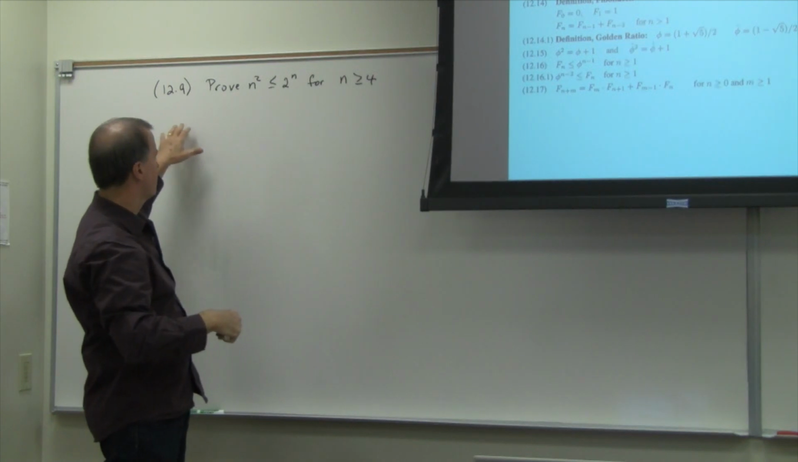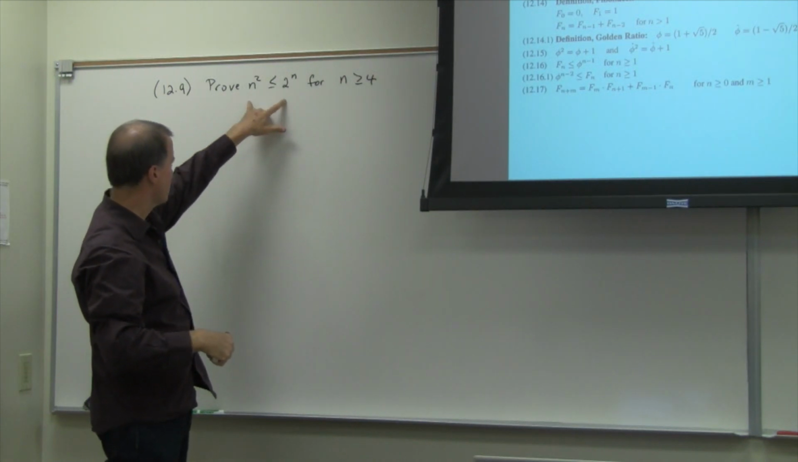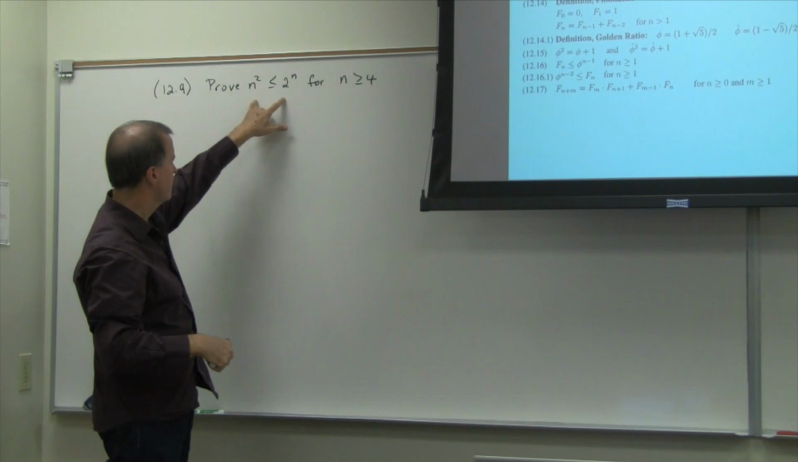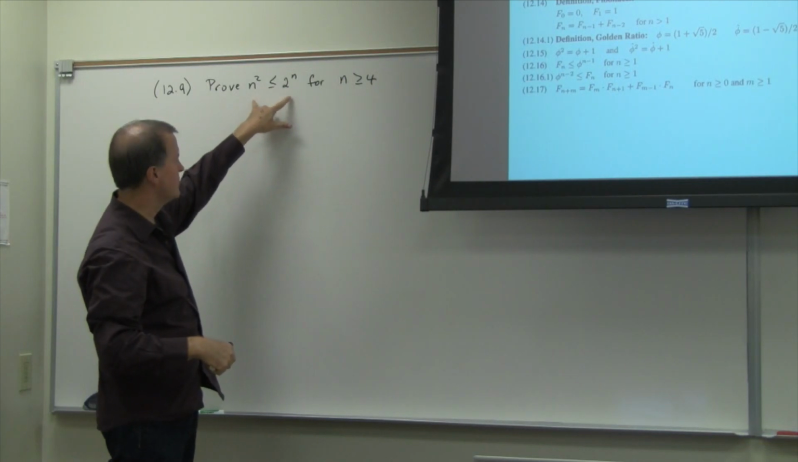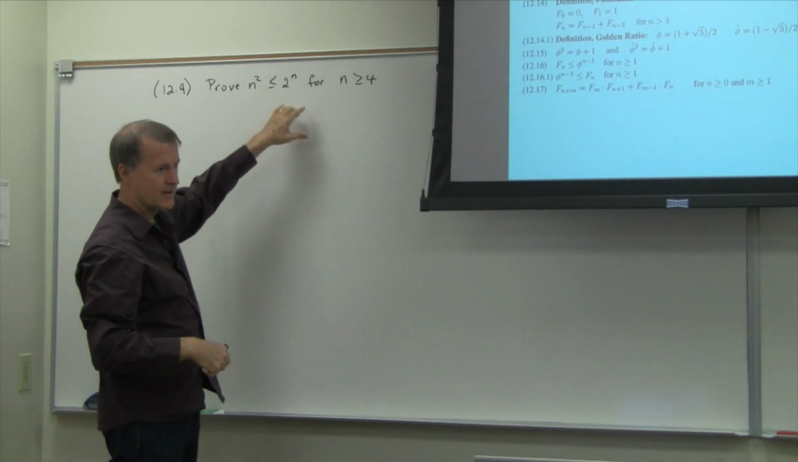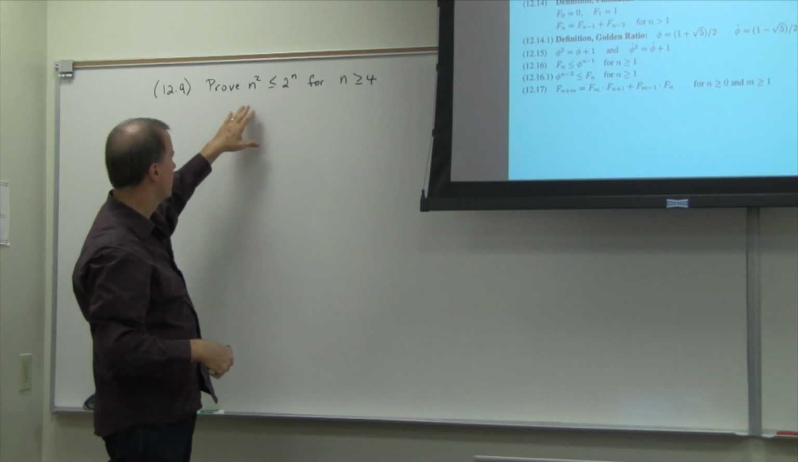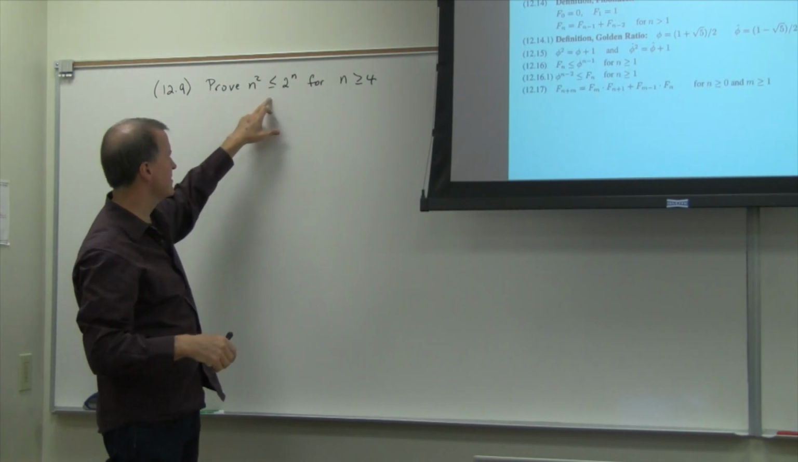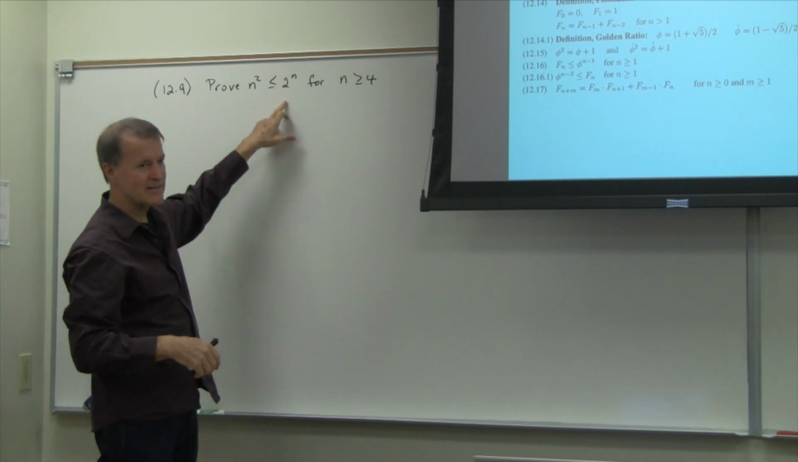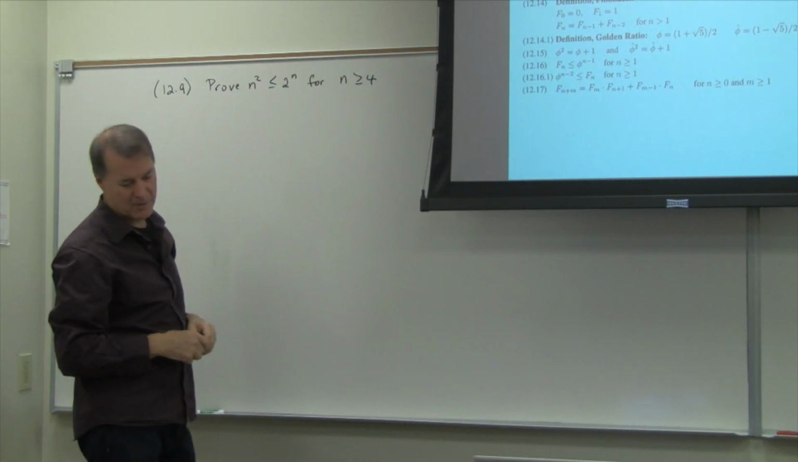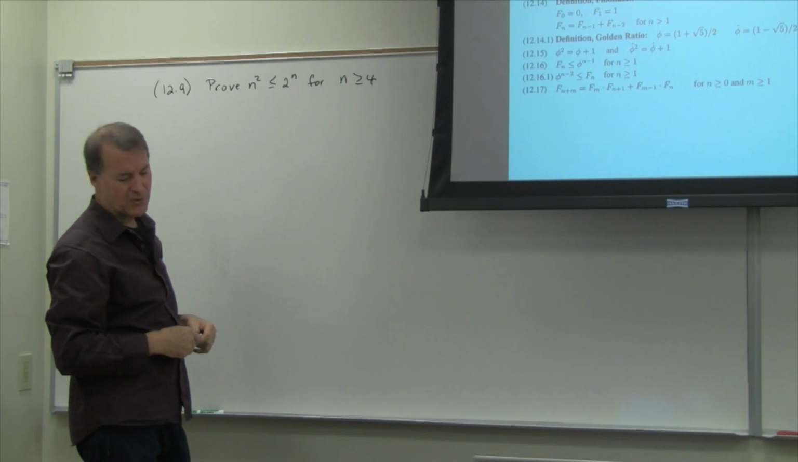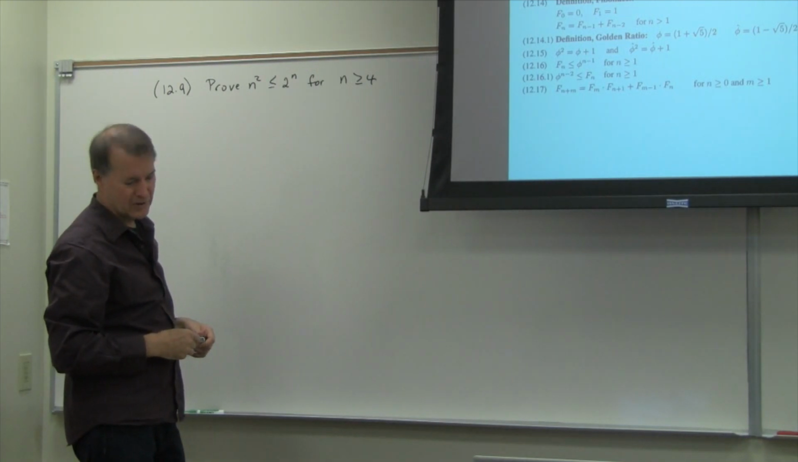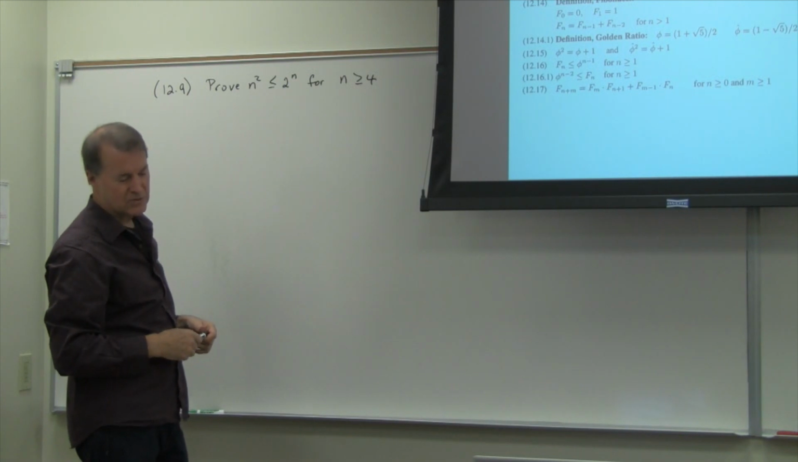Prove (n plus 1) quantity squared is less than or equal to 2 to the n plus 1, assuming n squared is less than or equal to 2 to the n as the inductive hypothesis. Yes, that's exactly right. Now what I recommend that you do here is start with the (n plus 1) squared. I did that. Okay, and then did you multiply it out?